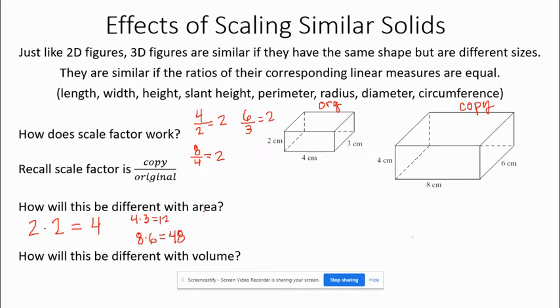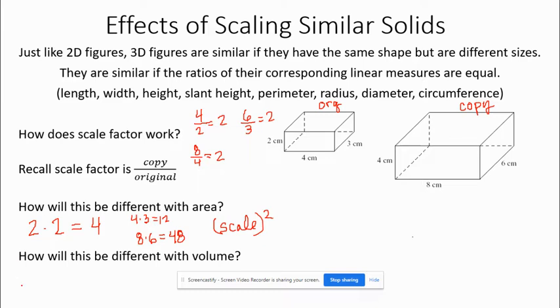So how does this change with area? Area is going to end up being your scale squared. And it's kind of easy to remember because area is in square units. How is this going to be different with volume? Well, it's going to be kind of the same thing.